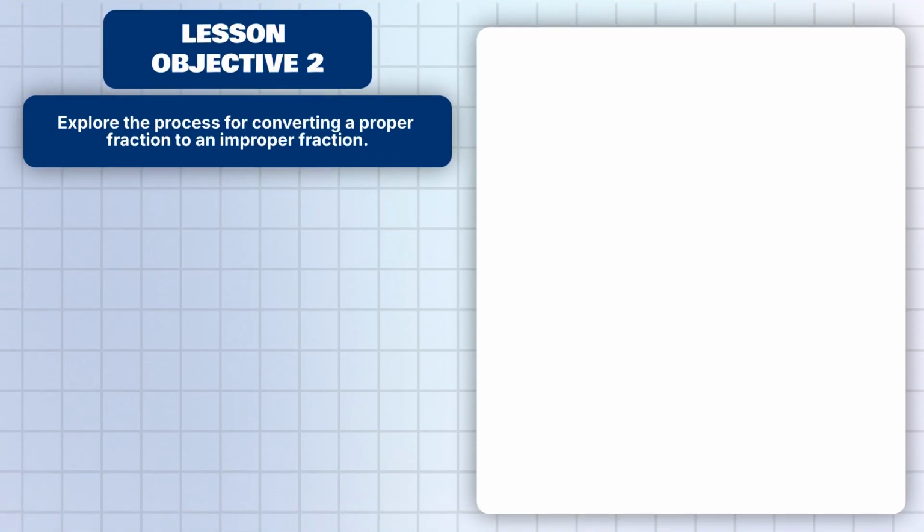First, we'll look at converting a mixed number to an improper fraction. A mixed number consists of a whole number and a proper fraction. For instance, let's convert the mixed number 2¼ back to an improper fraction.